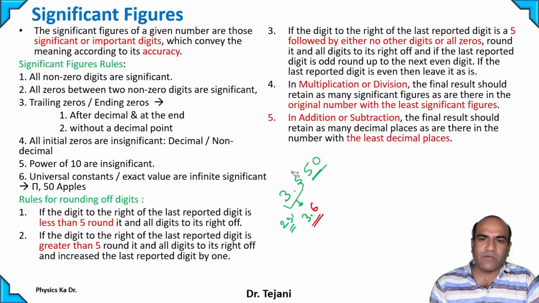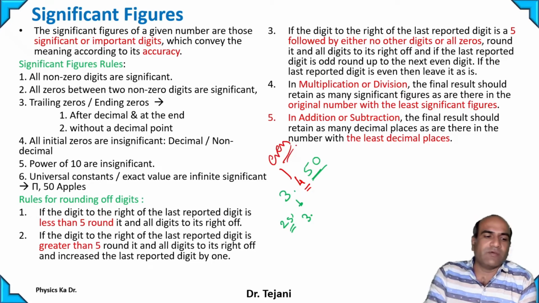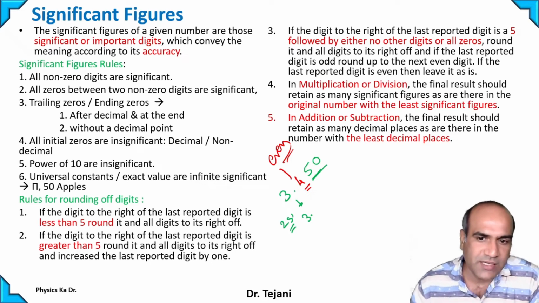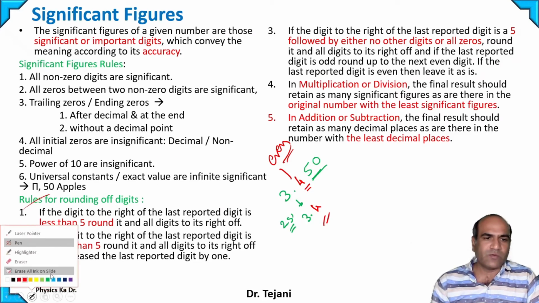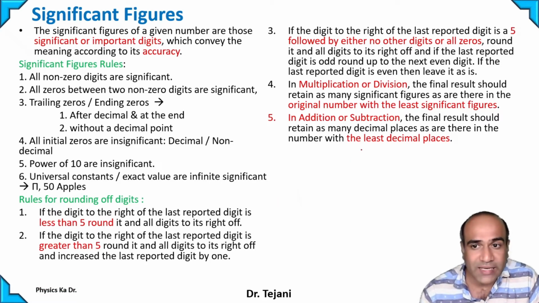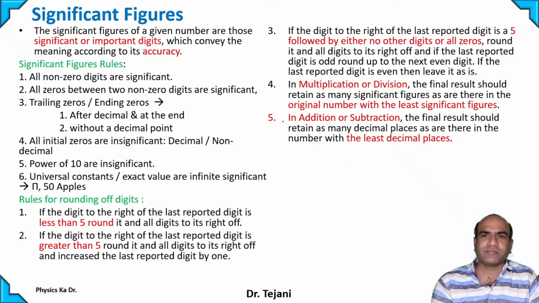But if in place of 5 we had 4, this number 4 is even, right? In this case, it remains as it is. There isn't any change. That may be tricky. I suggest you refer to the full video on that, which has so many examples.